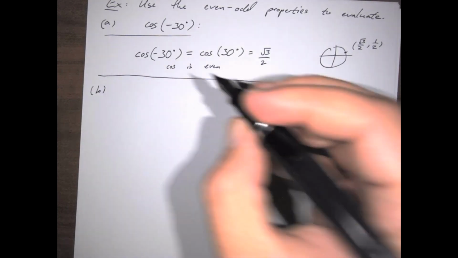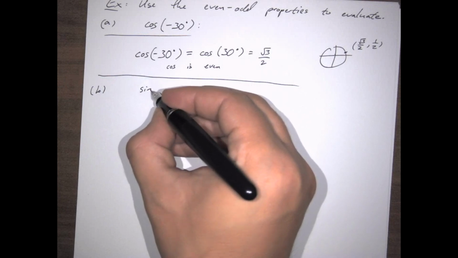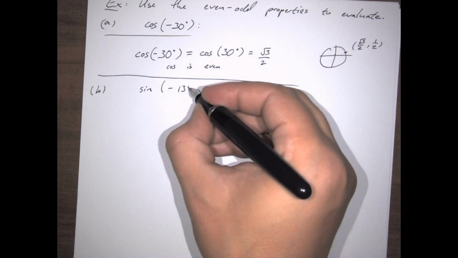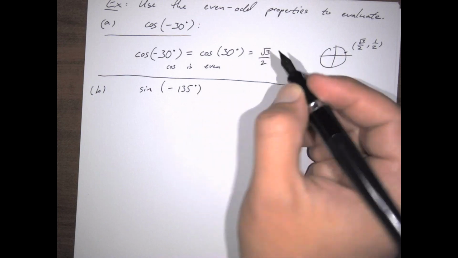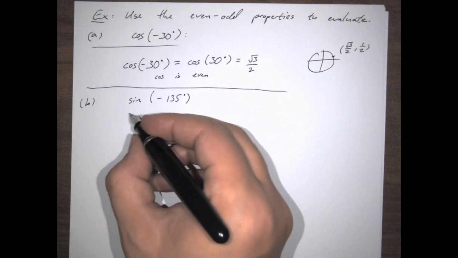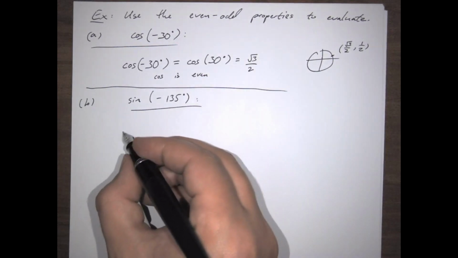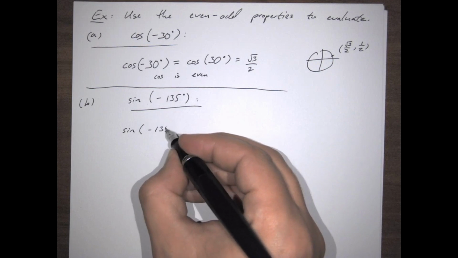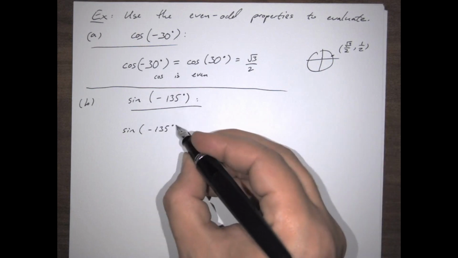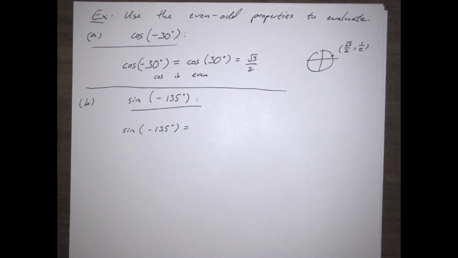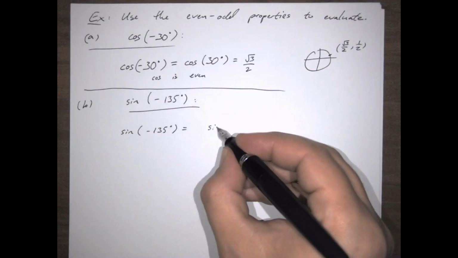Let's try sine of negative 135 degrees. Again, it's easier first to just think in degrees and then work our way up to radians. So let's think about that. So first off, sine of negative 135. I don't want to think about negative angles. I just want to turn it into the sine of 135.